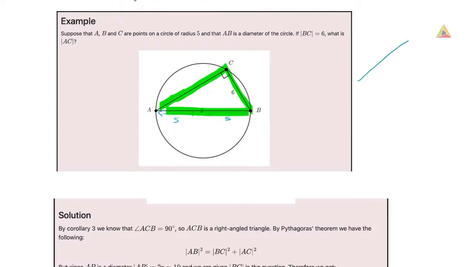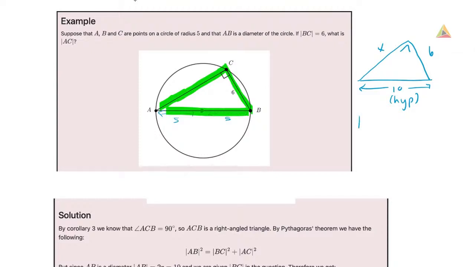So it's going to go like this, and we know that this is a right angle, and we know that this full length is 10. Now, if this side is opposite the right angle, that must mean that this side is the hypotenuse. We know that this side is 6, and we're being asked to get this side. So we can use the theorem of Pythagoras.